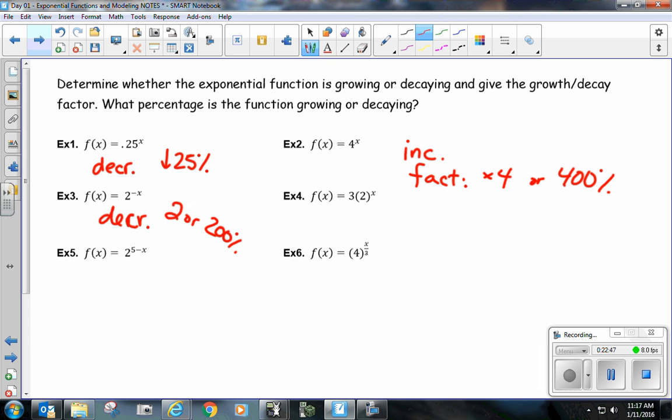Example 4. Increase or decrease? Increase. By a rate of what? This is just my initial value. Oh, so it's 2. Yeah, it starts at 3, and 3 gets doubled instead of 1. You see what I'm saying? So it is still by 2, or by a factor of 2, which is 200%.